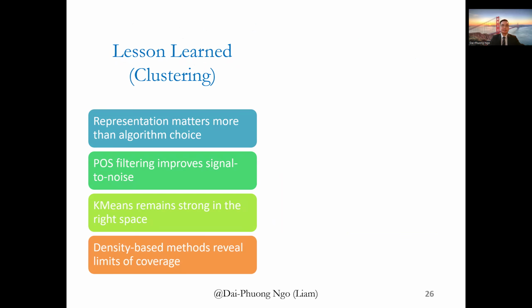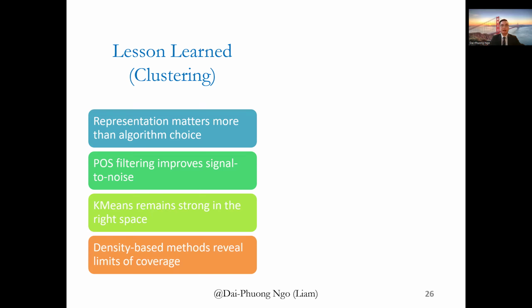One of the clearest lessons from the clustering side of this project is that representation matters more than the choice of clustering algorithm itself. Early on, moving from raw TF-IDF to POS-filtered text already produced cleaner and more interpretable clusters. The biggest jump, however, came from moving into a BERT-based semantic space combined with text. Once the representation was strong, even relatively simple clustering methods performed well.